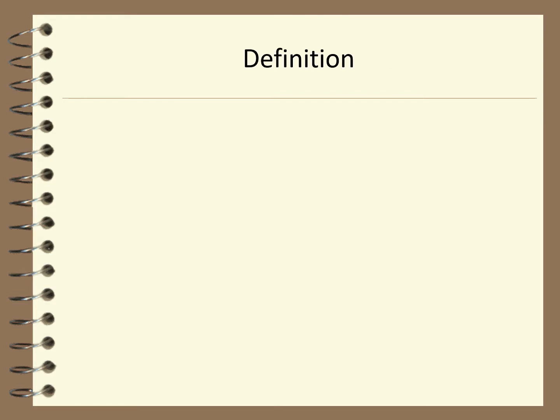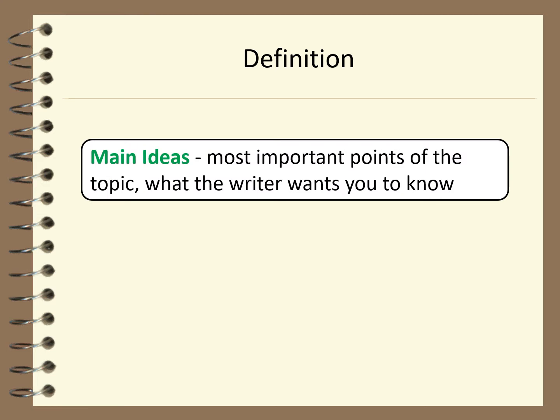All right, let's take a look at the definition of the main ideas and supporting details first. Main ideas are actually referring to the most important points of a particular topic. So basically, in other words, it's what the writer wants you to know. Okay, remember, main ideas, most important points of the topic.